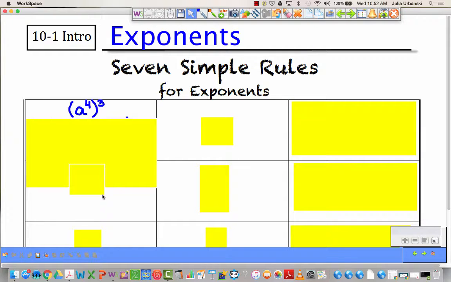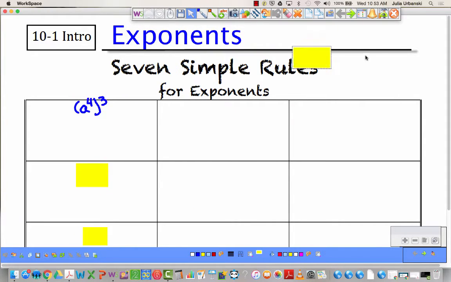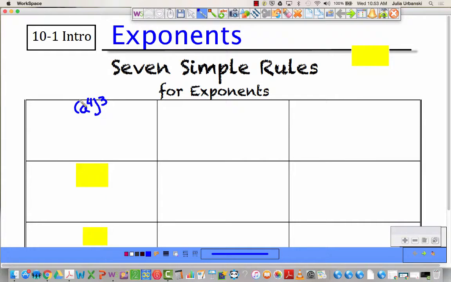On the second line, what this means is that you have something to the 3rd. Whatever's in those parentheses is being raised to the power of 3. So we have 3 of them. This times this times this. Write that out. There's 3 parentheses being multiplied by itself. Yes, on the second line.